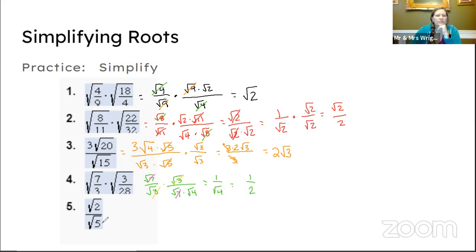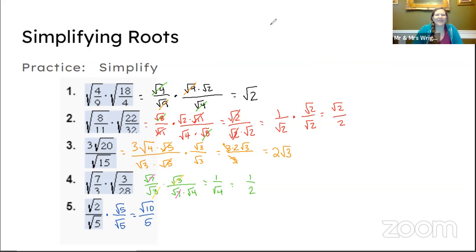All right, last one, radical 2 over radical 5. Go ahead and rationalize this denominator here by multiplying by 1. And we're going to get 5 on the bottom. And 2 radical 5, neither of those can be simplified, so it's going to be radical 10 over 5.